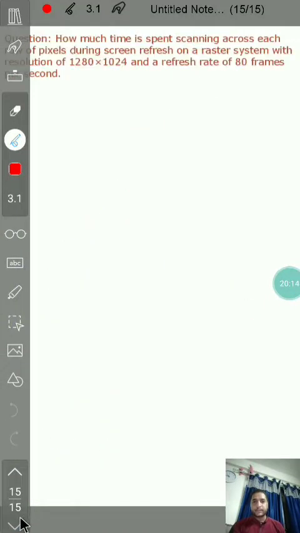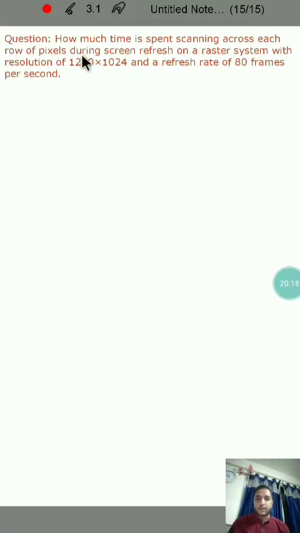This is the last question. Now let me read the question. How much time is spent scanning across each row of pixels during screen refresh on a raster system with a resolution of 1280 into 1024 and a refresh rate of 80 frames per second?